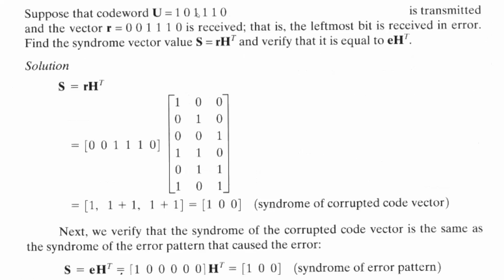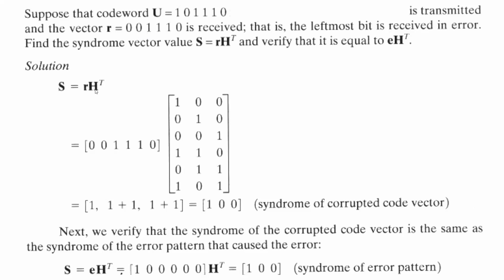Now, suppose that the code word transmitted was 10110 and the received code word is 00110. So that means if you look at U and R, the first bit is changed. Due to noise or whatever reasons, the received vector is 0 at the first position, so this received vector is in error. If we want to check whether this received vector is a valid code word or not, we will try to find out the syndrome.